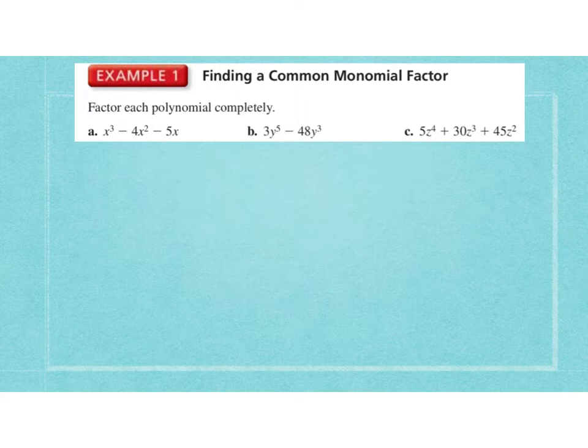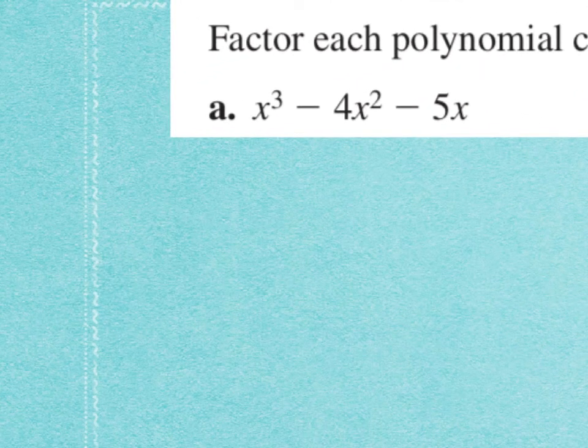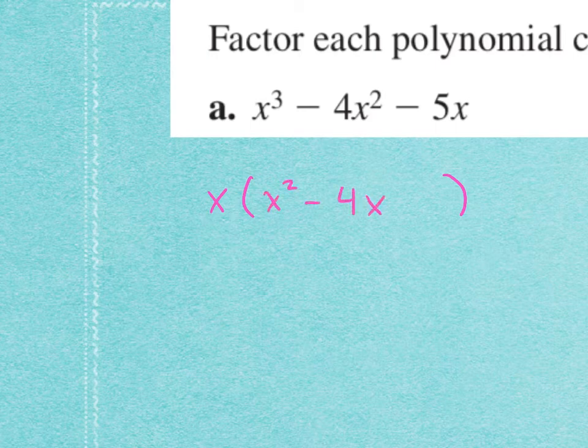In example 1, we need to find a common monomial factor. So anytime we see a greatest common factor in any of our problems, the first thing we need to do is take that out. So looking at A, what can we take out here? What do all 3 of these terms have in common? An x. Okay, so when we take out an x, what are we left with in our parentheses here? Perfect. X squared minus 4x minus 5.